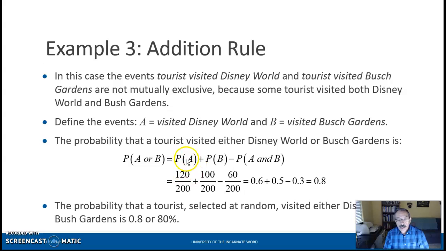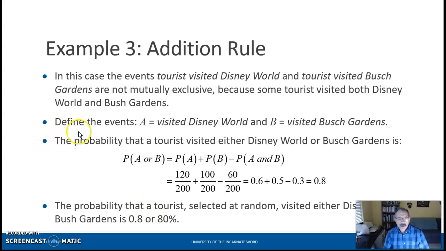If we only calculate these two probabilities, we're double counting those that went to both places. That's why we need to correct the calculation by subtracting those that visited both places. Again, if you carry out these calculations, you find 0.6, 0.5, and minus 0.3. If you do this calculation, you find 0.8. So the probability that a tourist selected at random visited either Disney World or Busch Gardens is 0.8 or 80%.